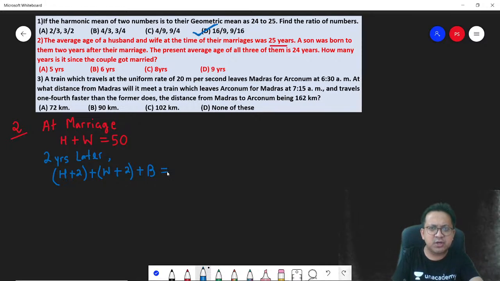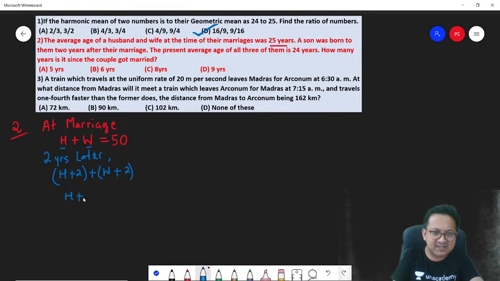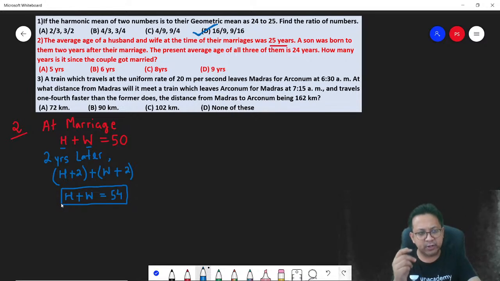So what would be the sum then? Forget about the boy. The sum then would be 54. Will you agree? Why 54? Because the husband will be plus 2, the wife will be plus 2. So 2 years later, the sum of their ages will be 50 plus 2 for the husband, and plus 2 for the wife, so it becomes 54. Are we clear on that?